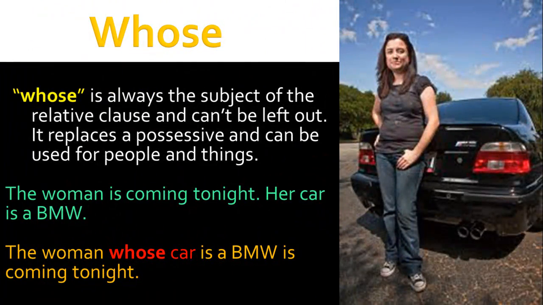Whose is always the subject of the relative clause and can never be left out. It replaces a possessive and can be used both for people and things. Look at this lady standing by this BMW. We have two sentences. The woman is coming tonight. Her car is a BMW. The woman whose car is a BMW is coming tonight.